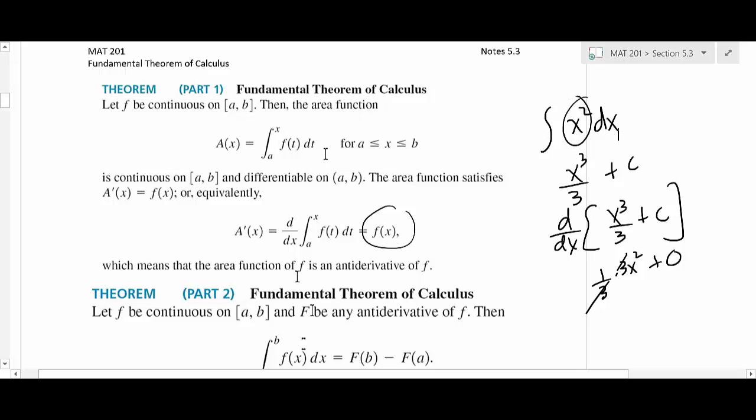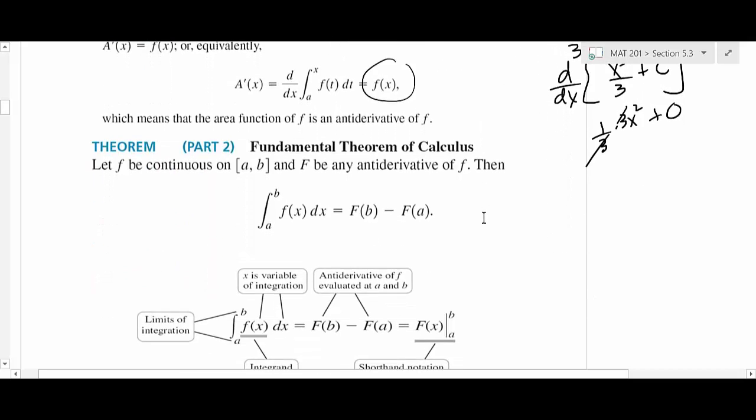So that's what this statement is saying. This is an equation. You can take the derivative of an integral, and when you do, you get that function back. Does that make sense? Okay, that's the idea behind that. That's the technical talk of that.